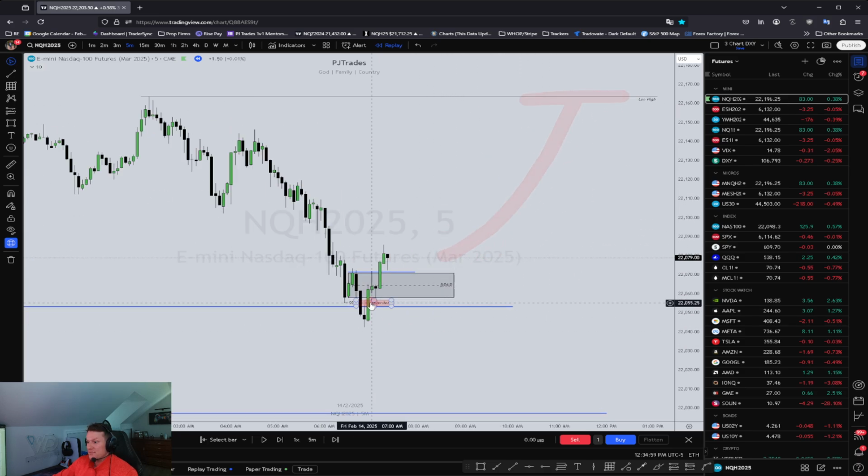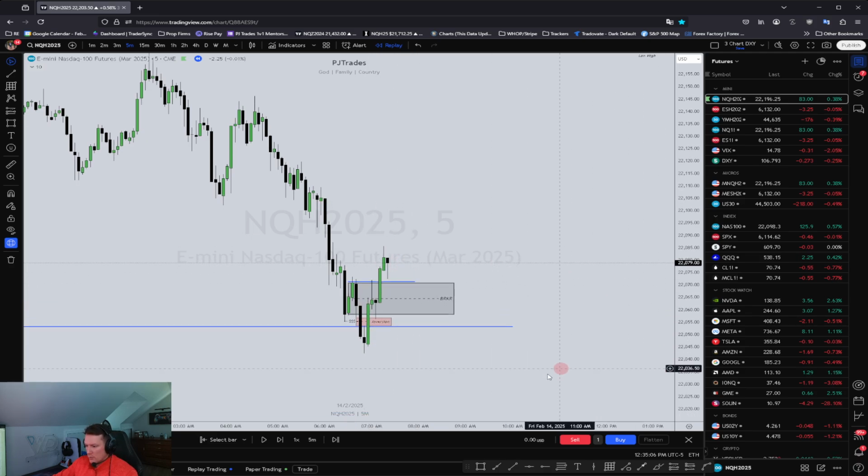Okay. So we get a very clean 5-minute breaker / unicorn setup here. The reason it's a unicorn is because inside of the breaker, there is a fair value gap. Okay. Whenever there's a fair value gap inside of a breaker, it makes it a unicorn breaker. It's a higher probability breaker model.